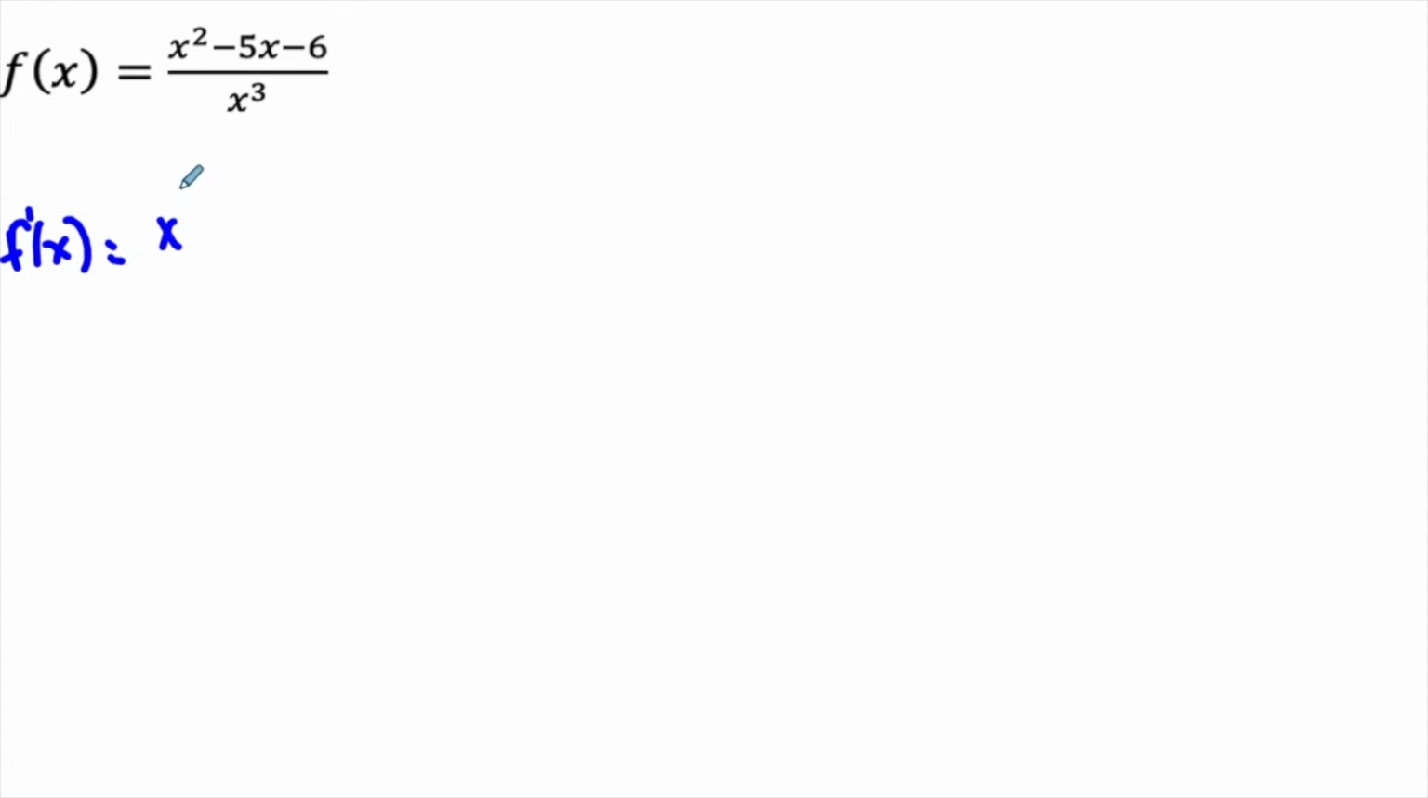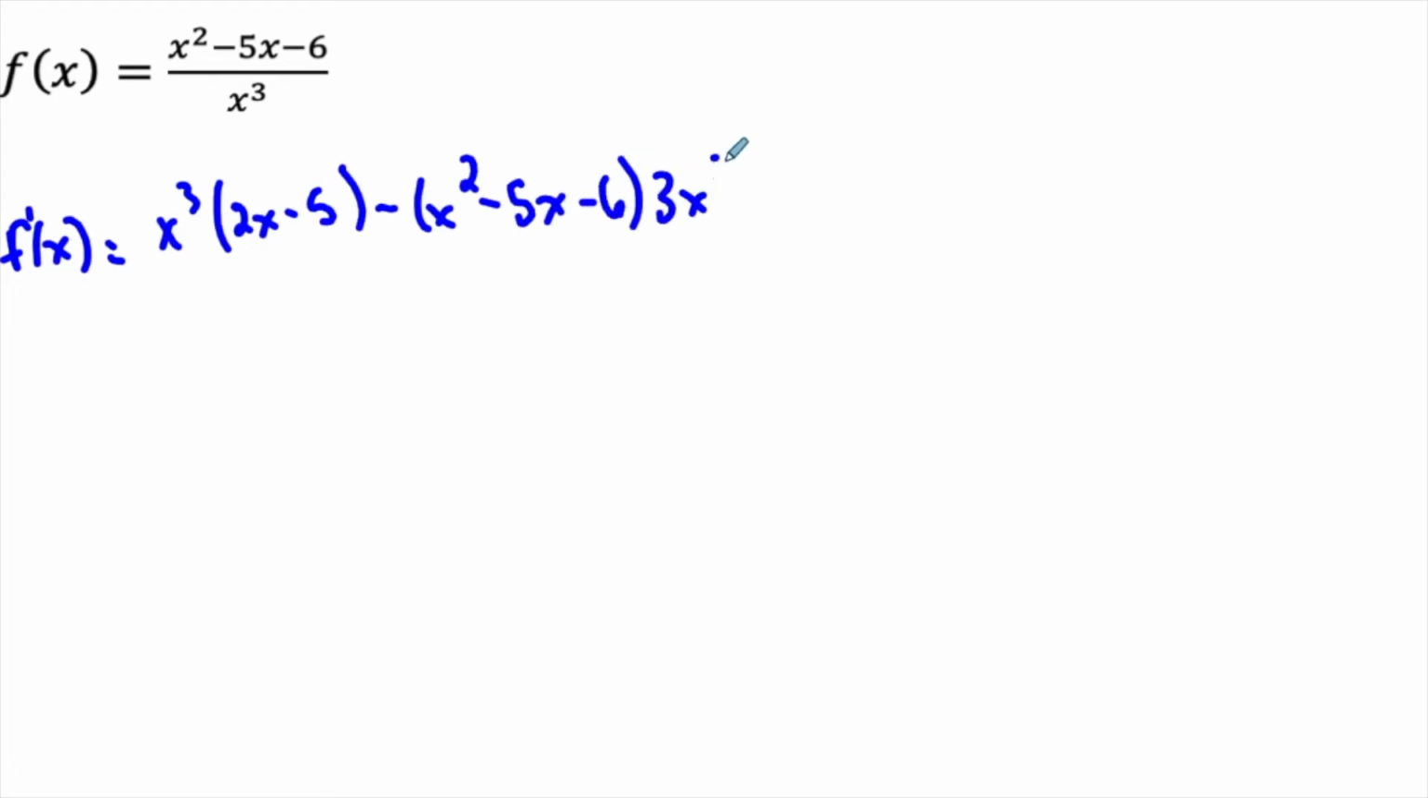low x to the third, the derivative of the top, so low d high 2x minus 5, minus high d low, so x squared minus 5x minus 6. Derivative of the bottom is 3x squared. And this is all over the denominator squared, which will give us x to the 6th.